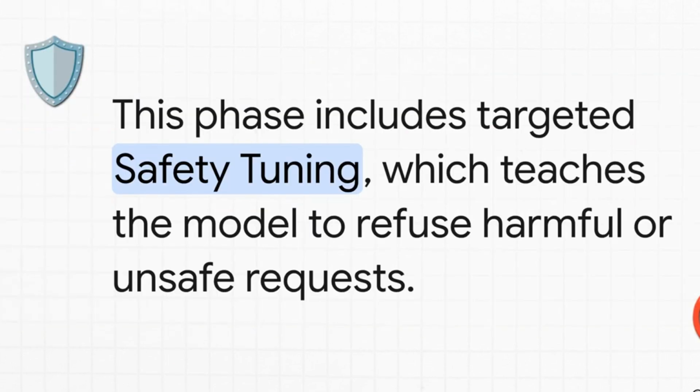And look, a massive part of being helpful is also being harmless. So this phase includes a lot of very specific safety tuning. The model is intentionally shown tons of examples of harmful or dangerous requests, specifically so it can learn to recognize them and, more importantly, learn to refuse them. This is exactly why a well-trained AI will tell you no if you ask it to do something dangerous.